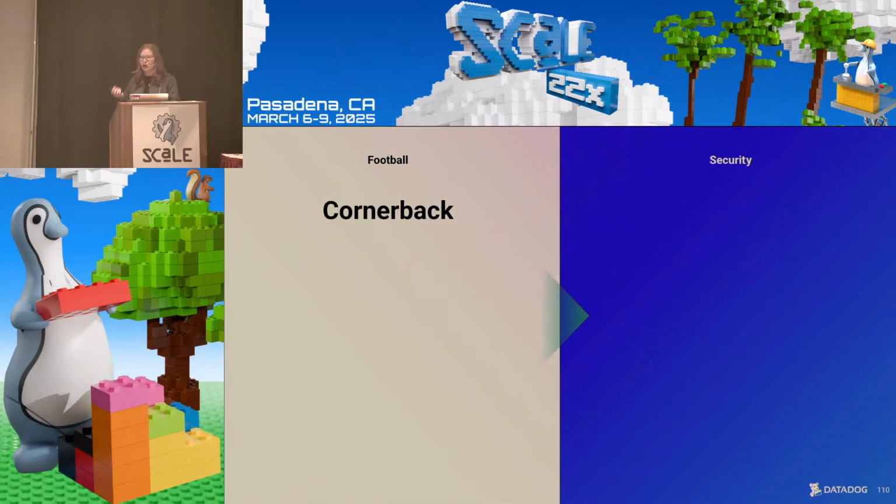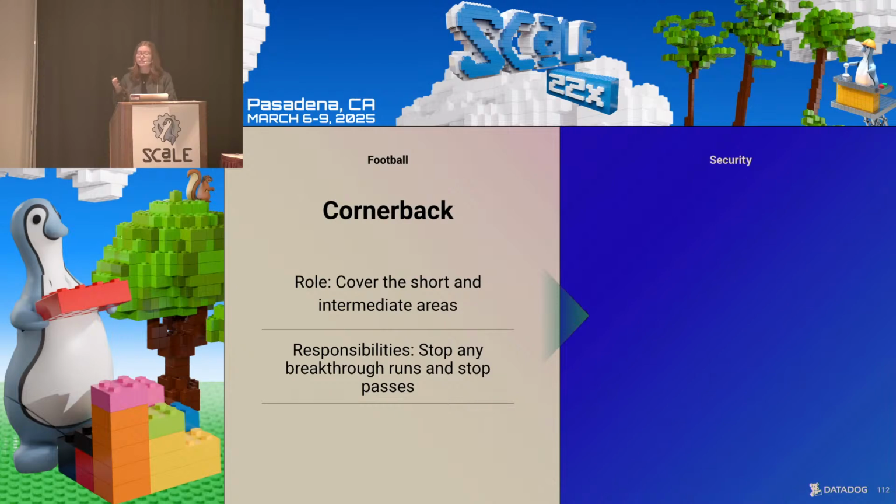So we do have a cornerback, and I'm going to be honest, sounds like a quarterback, not the same thing, pretty different. But with that, they cover the short and intermediate areas of the back of the field. And they're trying to stop any breakthrough runs or any intermediate passes.